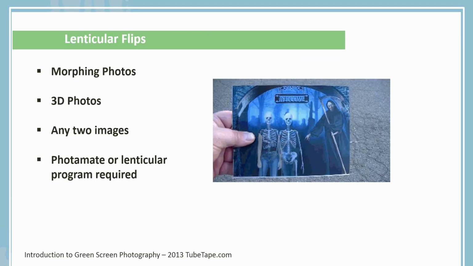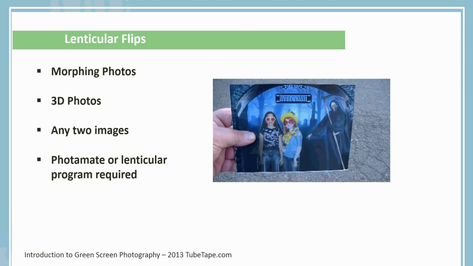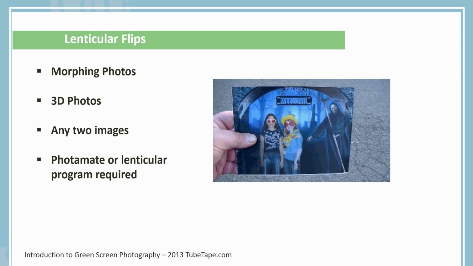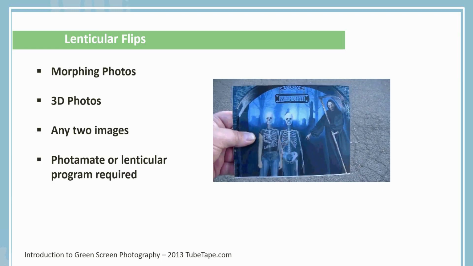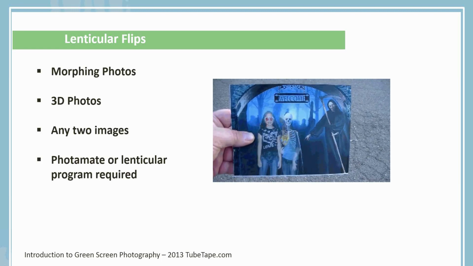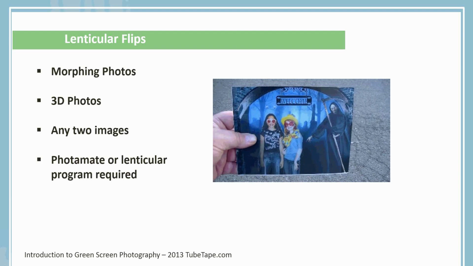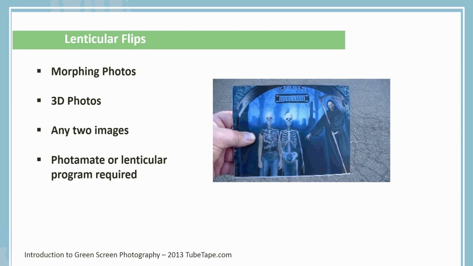One other thing I wanted to cover is the lenticular flip photos. This is something that Photamate does, and there are a few other pieces of software that do it. They do some really cool stuff, basically morphing photos and 3D photos. Hopefully the video you can see on the side is working well for you. I was just told they're going to put a link to other samples in the chat so you can take a look at this stuff.